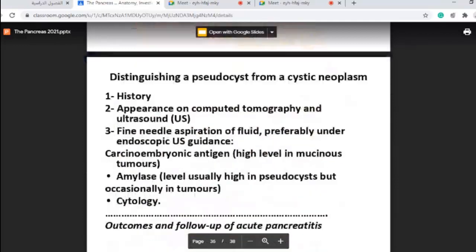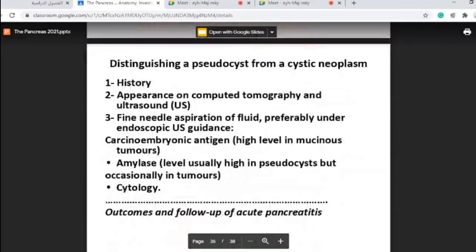So how do we distinguish a pseudocyst from cystic neoplasm? If the patient presents with a cyst in the pancreas, this may be a pseudocyst due to an attack of pancreatitis, but also it may be a cystic neoplasm. There may be underlying malignant disease. This is by history: the patient with pseudocyst has a previous attack of abdominal pain and attack of pancreatitis. Also appearance on the CT scan and ultrasound, and fine needle aspiration, as I told you, to show malignant cells by FNA, preferably under endoscopic ultrasound guide.